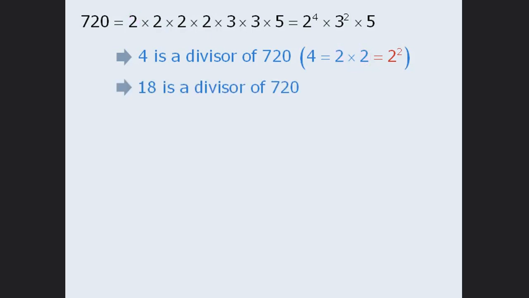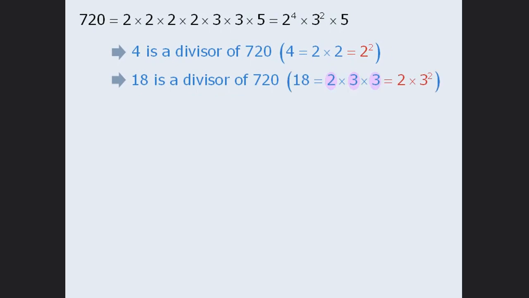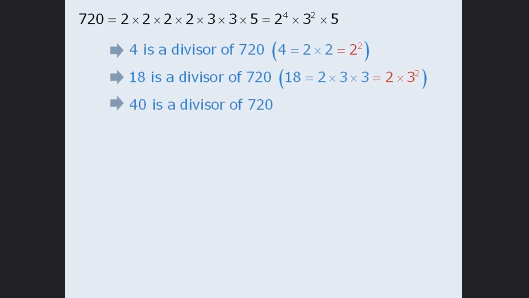Similarly, 18 is a divisor of 720, since 18 equals 2 times 3 times 3, and in the prime factorization of 720, we have 2 times 3 times 3. Finally, 40 is a divisor of 720, since 40 equals 2 times 2 times 2 times 5, and this same product can be found in the prime factorization of 720. Now here comes a very important observation.